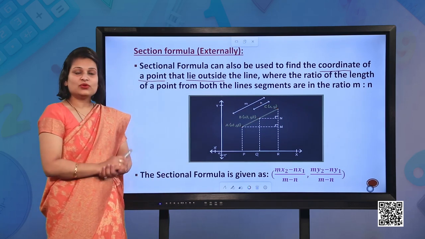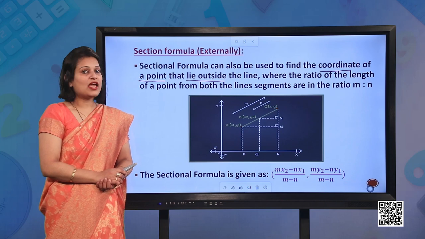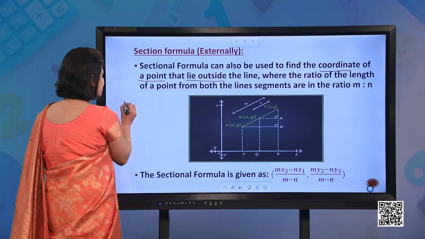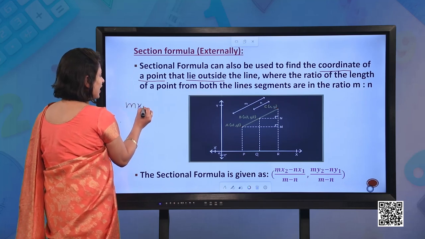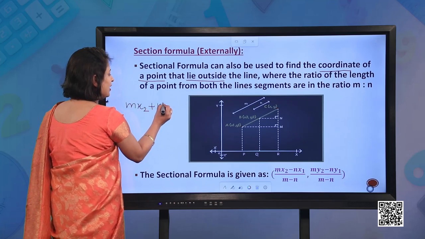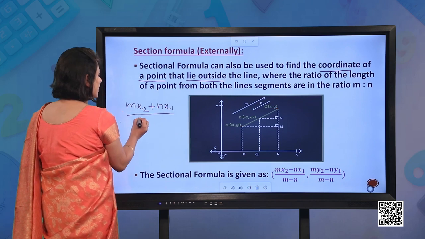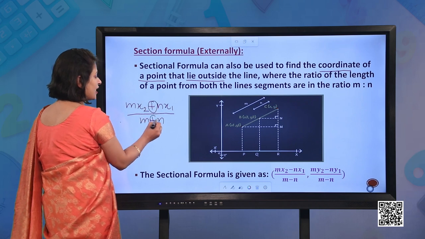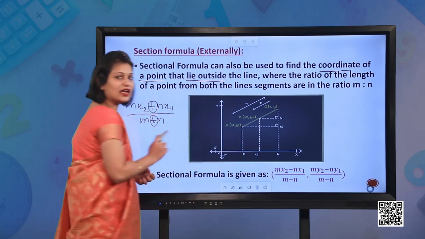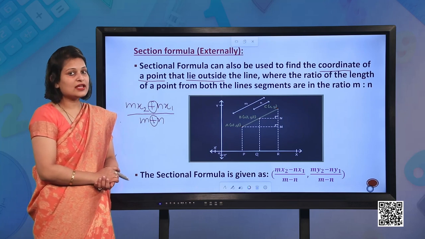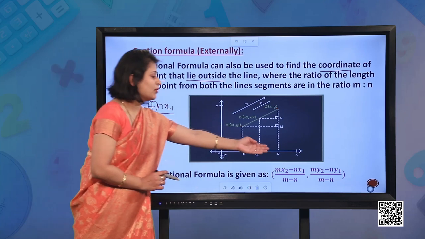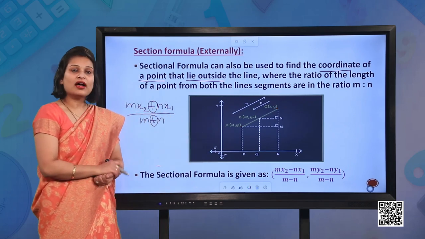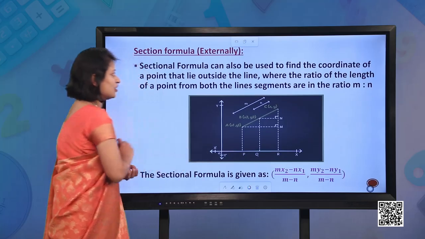It is very easy to remember this formula. For internal division we used the formula (mx2 plus nx1) upon (m plus n). Simply replace this positive sign by a negative sign and you will get the x coordinate. For y also you have to replace the positive sign with the negative sign. You will get the formula for external division.